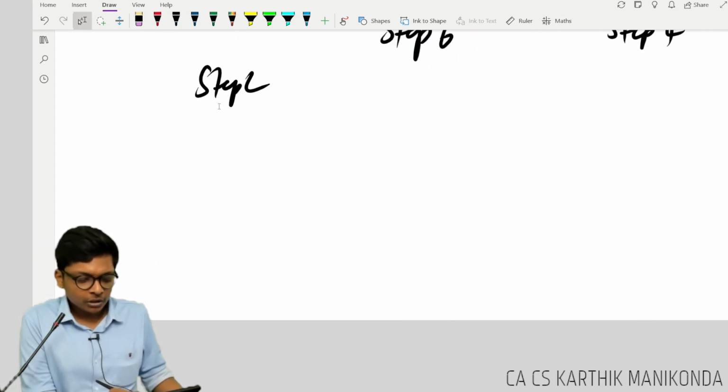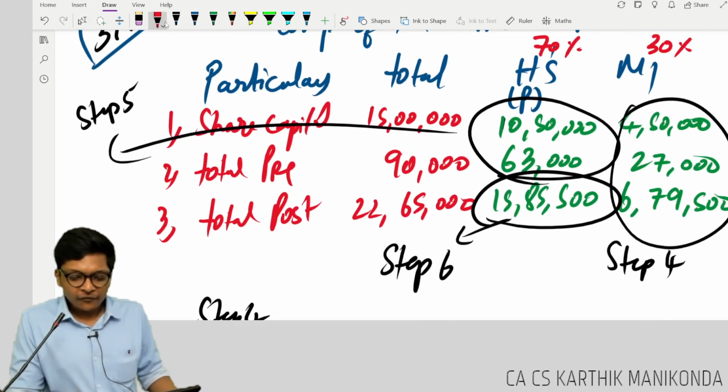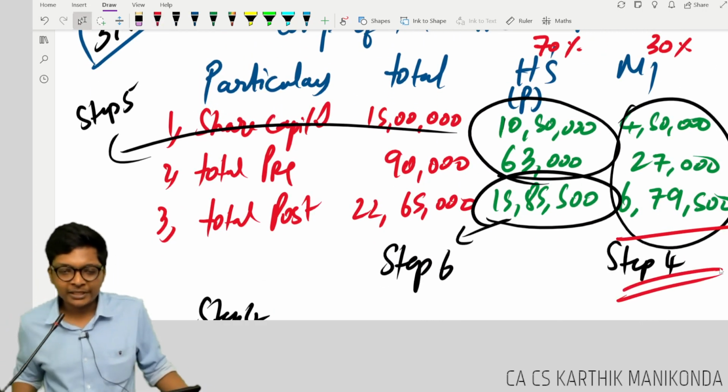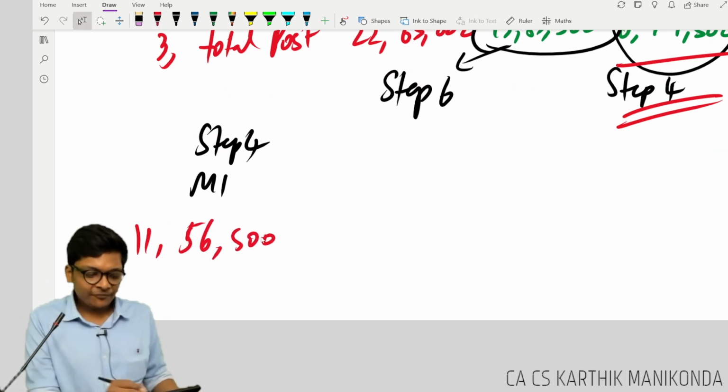Step number 4, minority interest. Already computed. How much, guys? 4,50,000. Yeah. Add all these 3. How much? 11,40,000. 11,56,500.